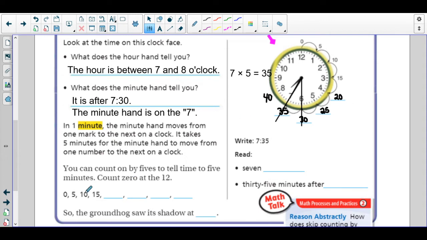The 1 gives us 5. The 2 gives us 10. The 3, 15. The 4 is 20. The 5 is 25. The 6 is 30. And the 7 is 35. So the groundhog saw its shadow at 7:35.